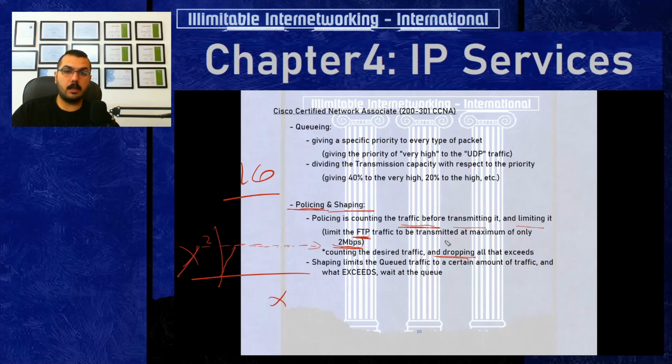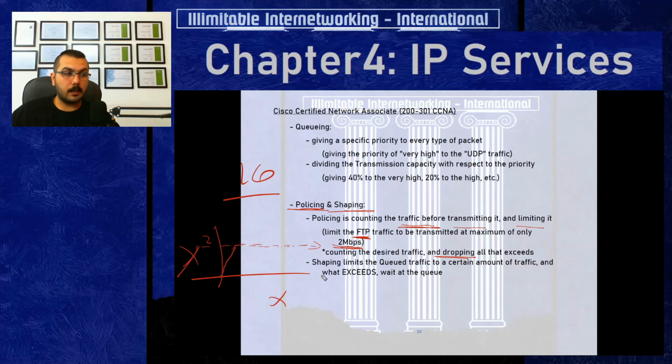So policing is counting the traffic of FTP that wants to be transmitted and saying, you as an FTP will be transmitted at only 2 megabits per second. What exceeds your transmission bandwidth will be dropped. And you as a TCP, this is your own problem, because you will have to retransmit yourself later, but never forget that all of your life, you will be transmitted at 2 megabits per second.